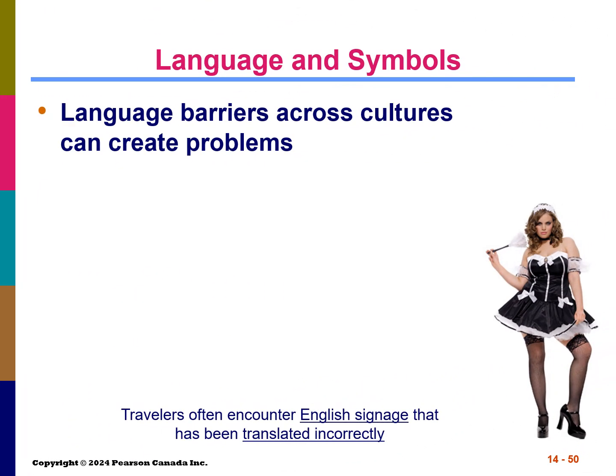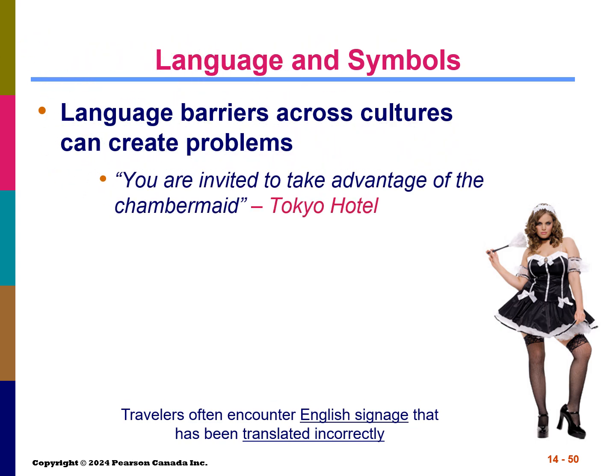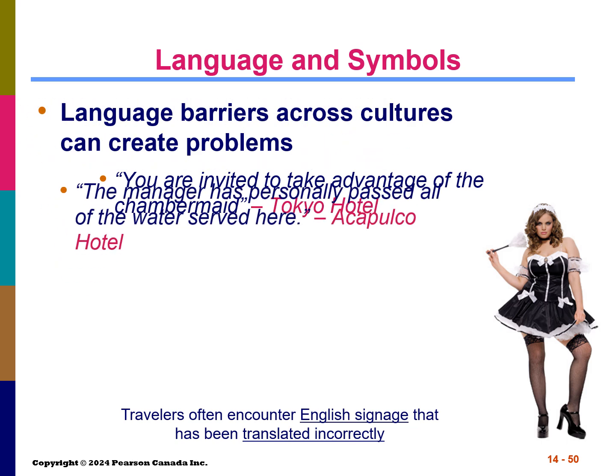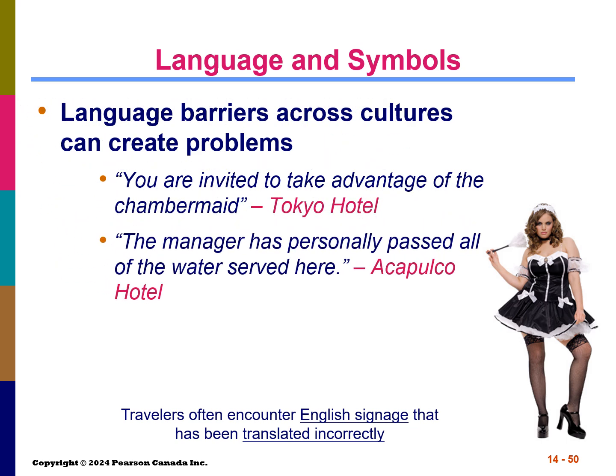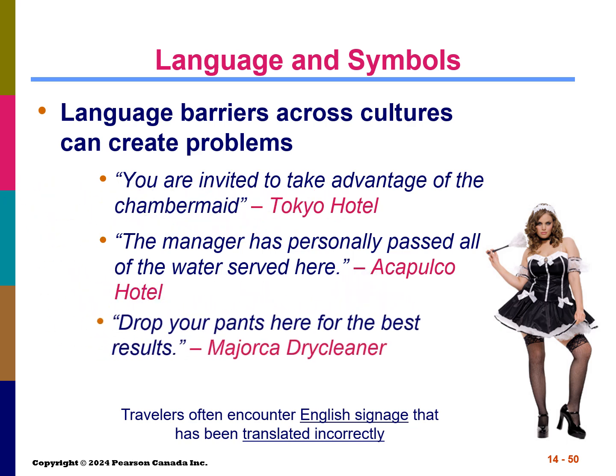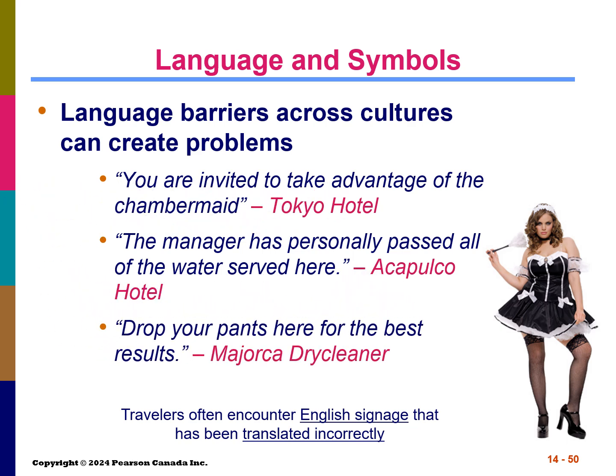Another big part of culture is language and symbols. Language barriers across cultures can create problems. For example, travelers often encounter English signage that's been translated incorrectly. In a Tokyo hotel, a sign invited guests to take advantage of the chambermaid. In Acapulco, the manager had personally passed all of the water. And at a Mallorca dry cleaner, customers were told to drop your pants here for the best results.